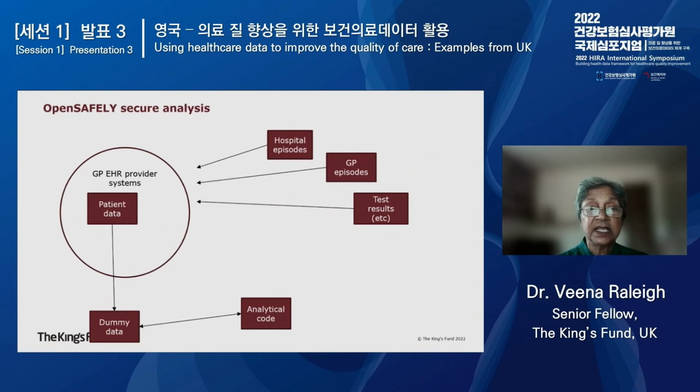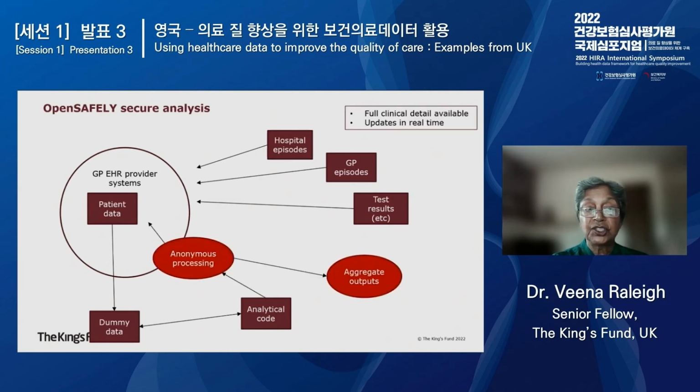So this shows the Open Safely data system. On the left in the circle is the data systems in GP practices, and the patient data sits there. It's then linked with data from hospitals and test results and so on. The data is never taken out of GP systems, so there's no risk of disclosure. But what happens is there's some analytical code that's run on some dummy data that's extracted. And those are the results that are used. So the data is never actually taken out of the GP systems. Next slide, please.